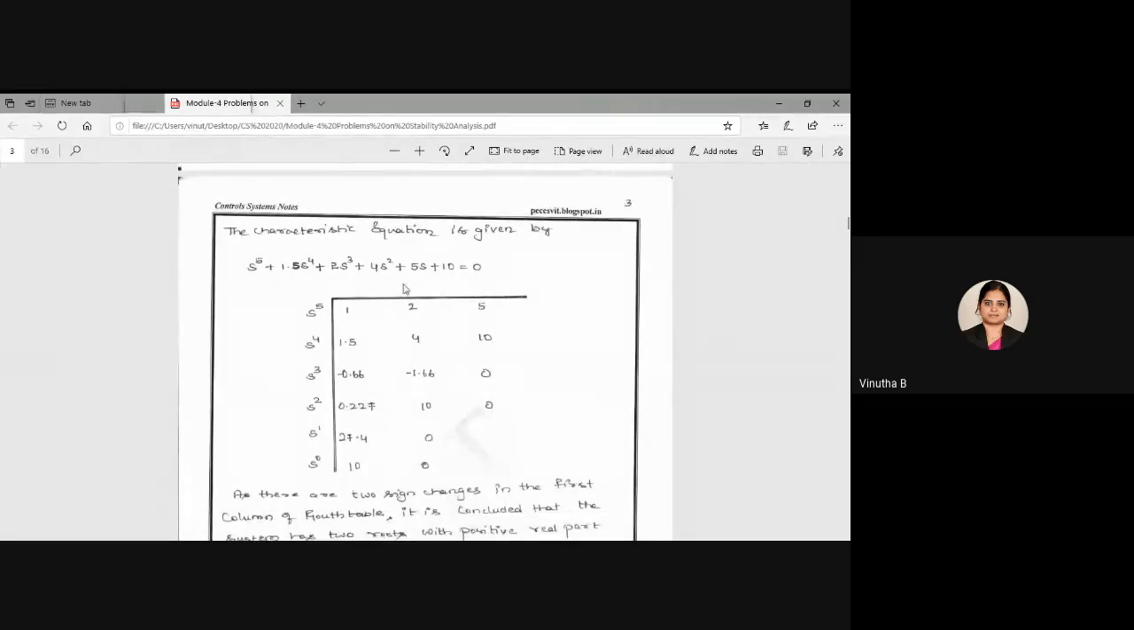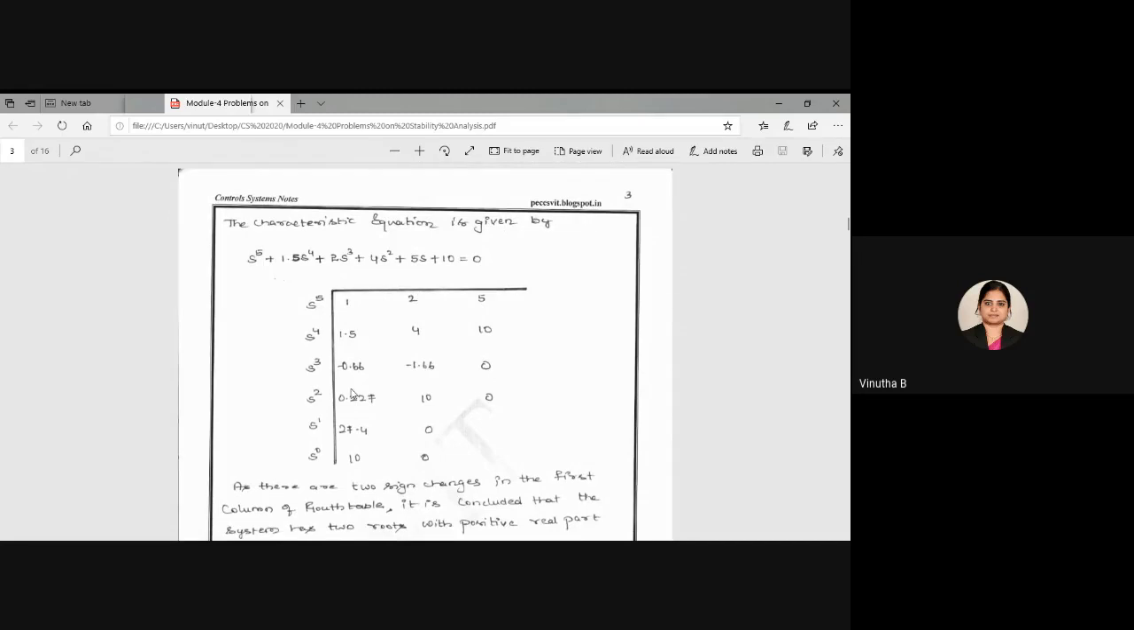Now write down the Routh array table by alternately writing down the values for the first row, starting from the first element. So this is 1, 2, and 5 in the first row, 1.5, 4, and 10 in the second row. If you don't know how to compute the other elements: this into this minus this into this, divided by this. In the same way, you have to compute the other elements of the table.